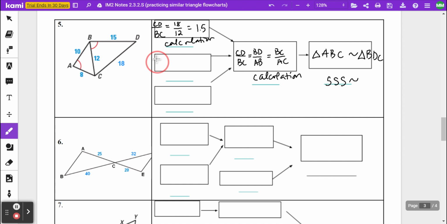All right, now I'll do BD over AB. That's 15 over 10, which is 1.5 again. Good, calculation was my justification. And the last one I check is BC over AC, and that equals 12 over 8, which is also 1.5. Yay!